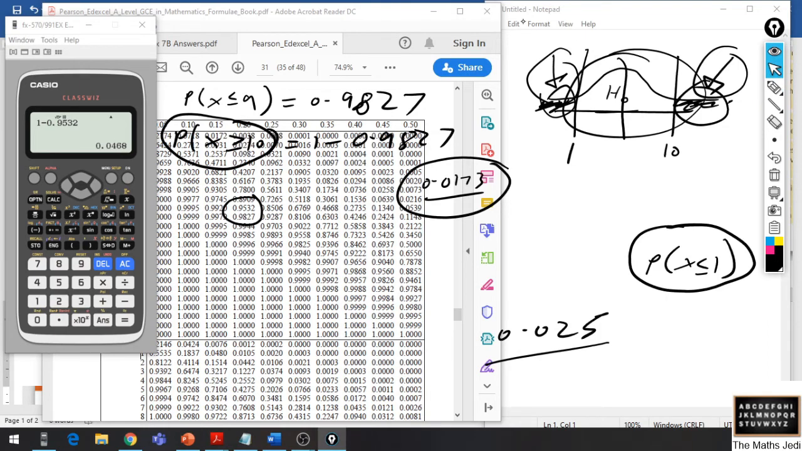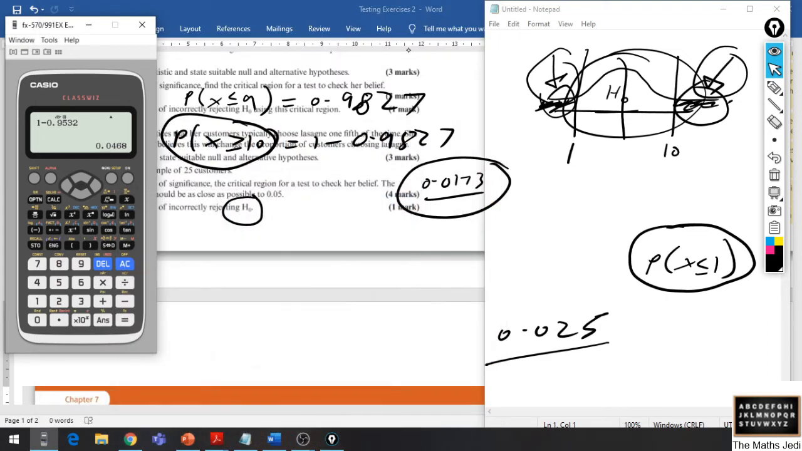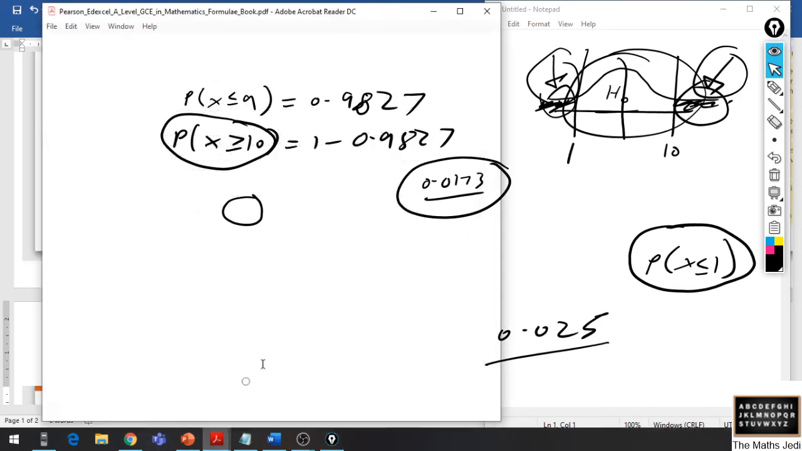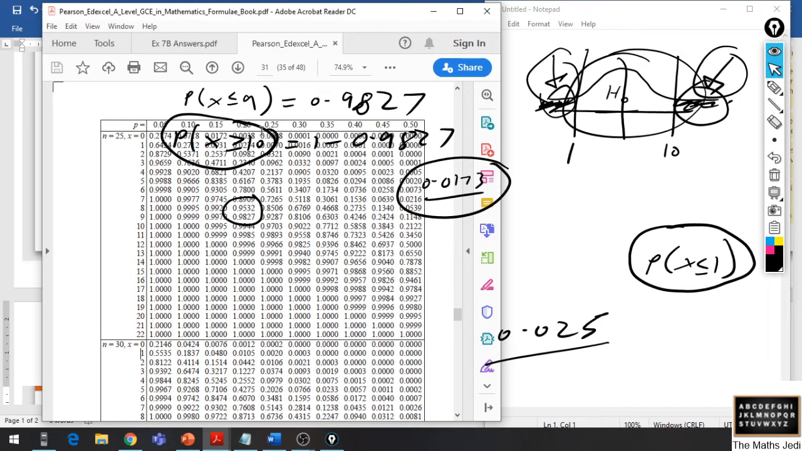Let's go back to the question. The final part of the question says, state the probability of incorrectly rejecting H0. A reminder about what these two probabilities were. I need to get the tables back up for this. The probability of it being less than or equal to 1, as a reminder, was 0.0274. So just write that down.